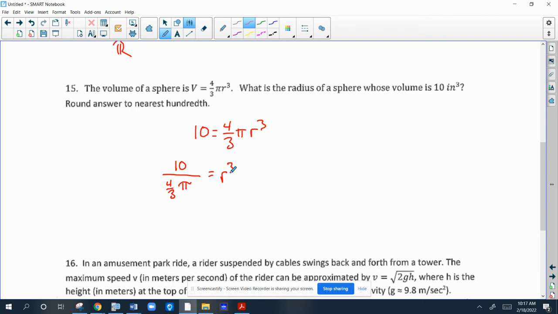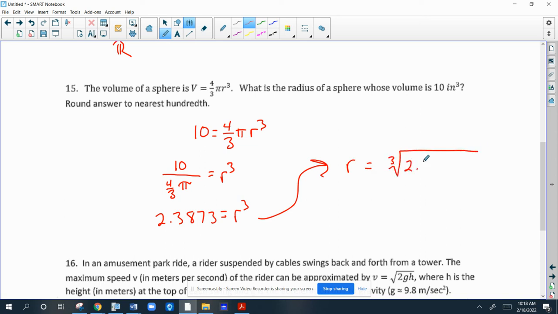Now you have to be careful on your calculator. Use the fraction key on this if you're uncomfortable. Make it look exactly how it looks on the screen. I'm actually doing that right now. And the answer is 2.3873. Now that's equal to r cubed. Now you have to get rid of the cube. To undo a cube, you need to cube root both sides. So I'm going to cube root this answer.